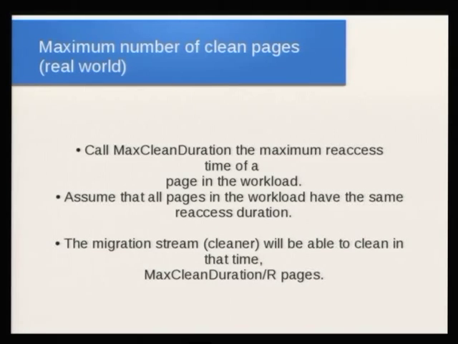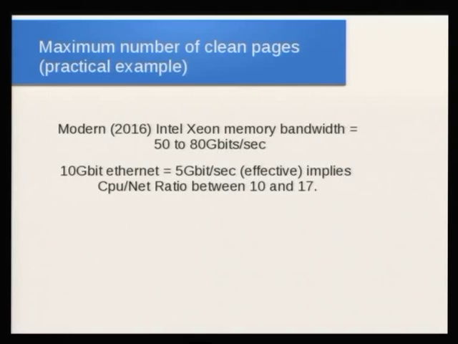So the migration stream will be able to clean in that time the duration of that a page remains clean divided by R, which is the ratio of CPU and network. A practical example of ratio is modern Intel Xeons have 50 to 8 gigabits per second memory bandwidth, and with like 10 gigabit Ethernet, rounding down to effective 5 gigabit, would give you a CPU net ratio between 10 and 17.